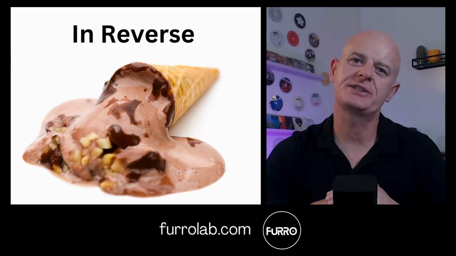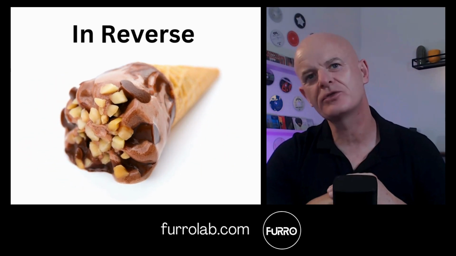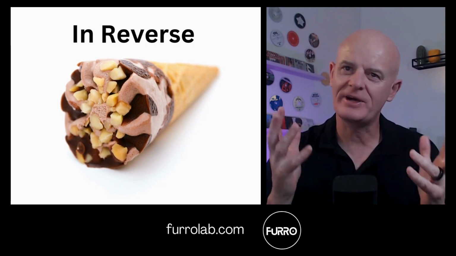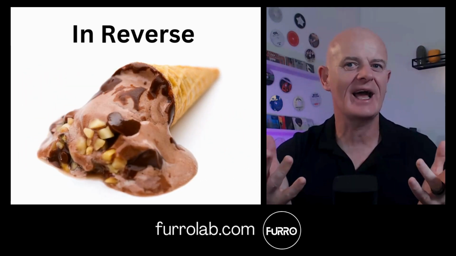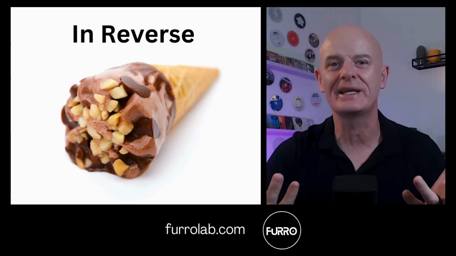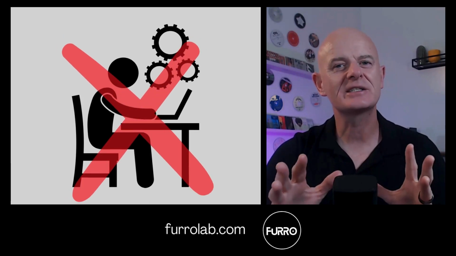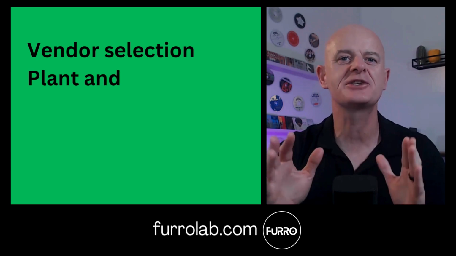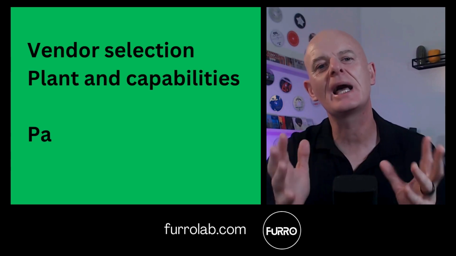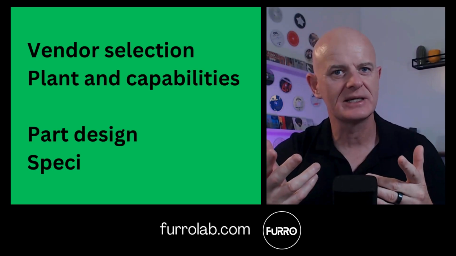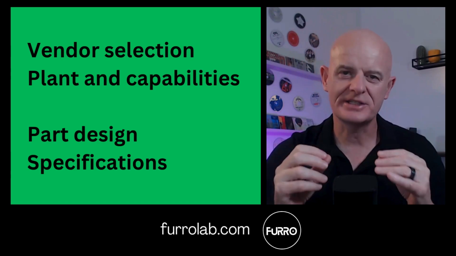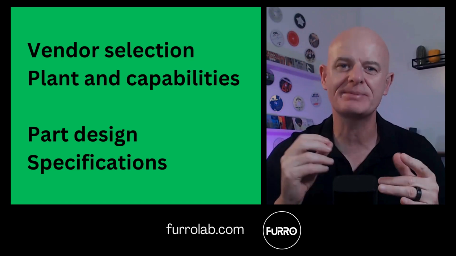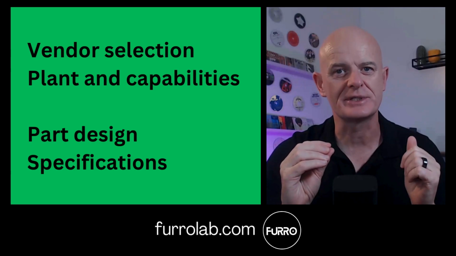Most teams do this in reverse. Hey, we have this wonderful product. Let's find a factory and a set of machines to make it. That doesn't really work in the real world. Sometimes you have to look at the vendor selection first, assess their plant and their capabilities, and then design and finalize the part design and specifications to suit.